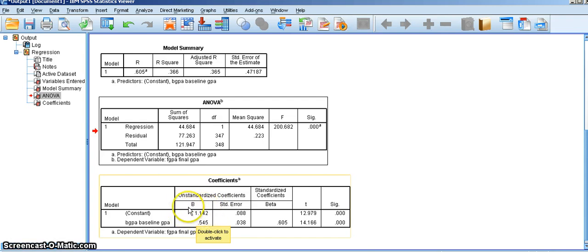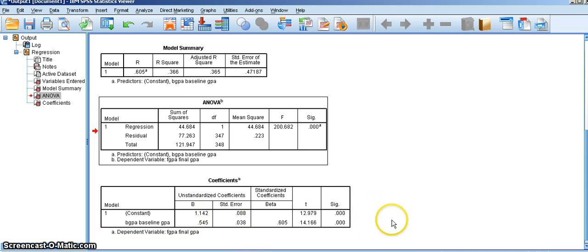So this is our y-intercept. The next one, the baseline GPA, is our slope, or our B coefficient, 0.55. So if we have to build our equation based on those numbers, we're going to have y hat, or predicted y, equal to 1.14 plus 0.55x. And this is what our equation is going to look like.